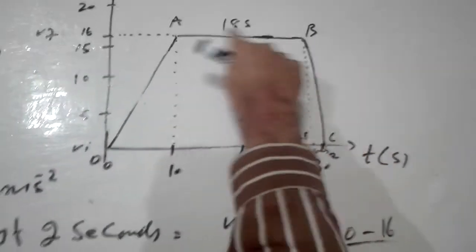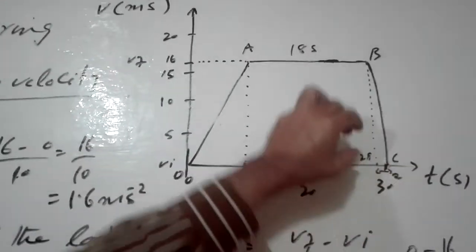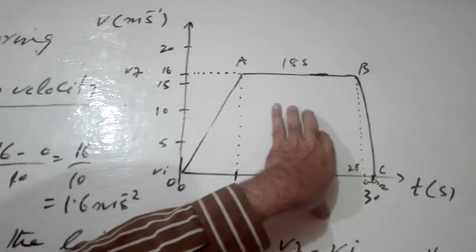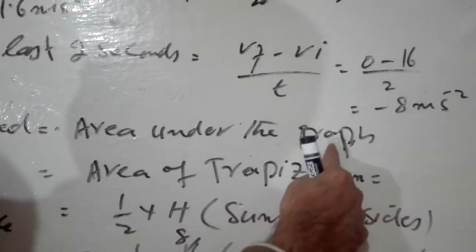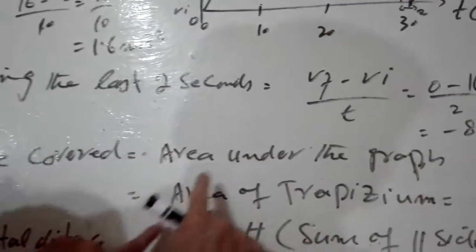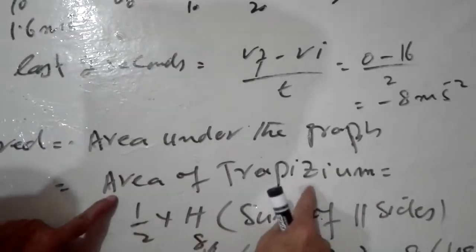And this figure is a trapezium. It means if I find the area of the trapezium, I will find the distance of that object. So that's why I have written that the area under the graph will give you the distance covered. Now what is the area? If you notice, the figure is a trapezium, so I will write the area of the trapezium.